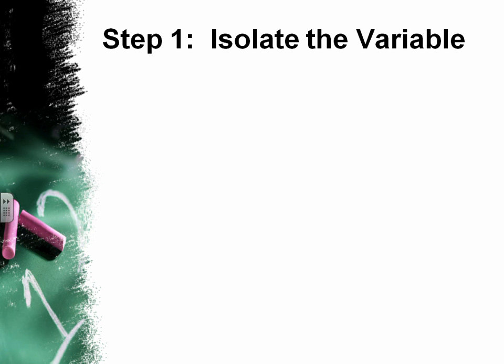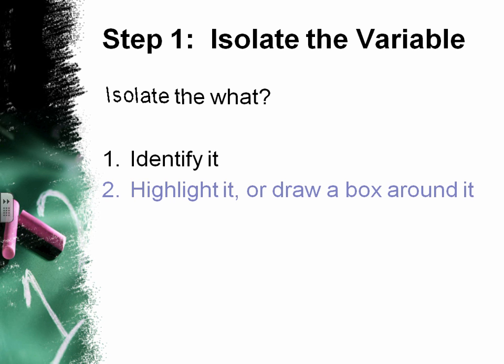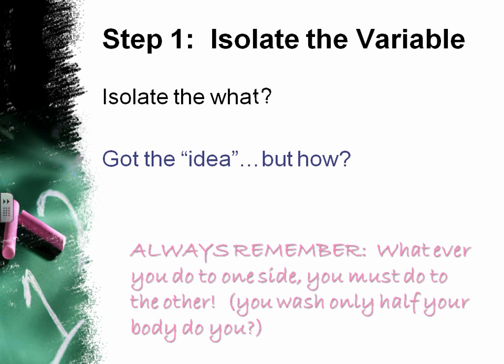Okay, so find Roman numeral 2, letter A. We're going to isolate the variable. So identify the what? Identify the variable. For example, you can highlight it, you can draw a box around it, there's some more blanks to fill in. The goal is to isolate the variable. We get the idea. How are we going to do that?